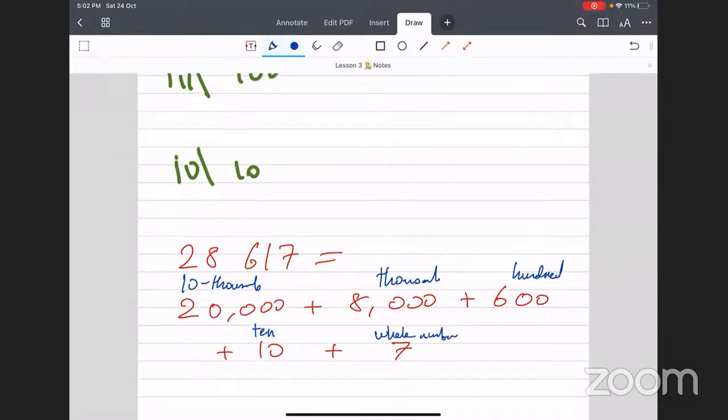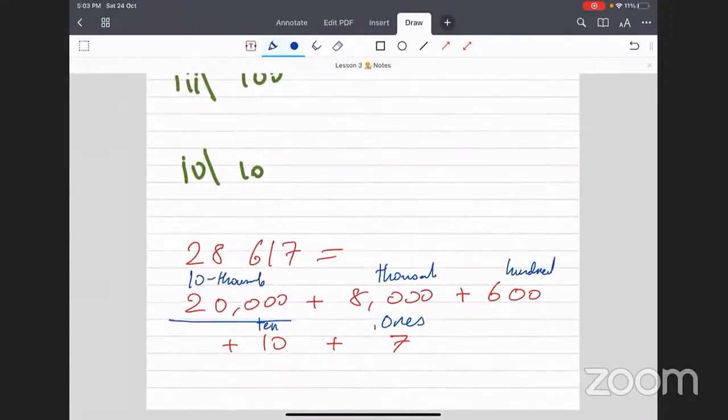So when I get it to the nearest 10,000, I'm talking about 20,000, 30,000, 40,000. When it's the nearest 1,000, 8,000, 9,000, 10,000. When it's the nearest 100, then I'm talking 600, 700, 800, 900, and so on. Then 10, 20, 30, 40, and then ones. Ones. Thank you, Ahmed. So you got it?